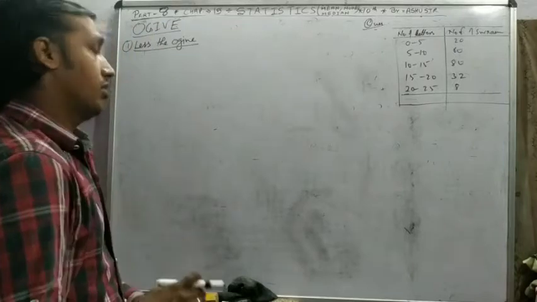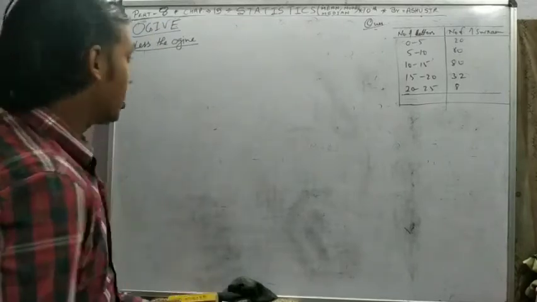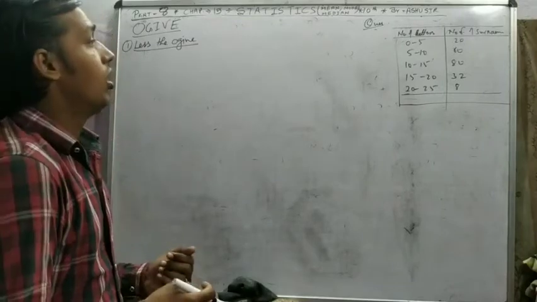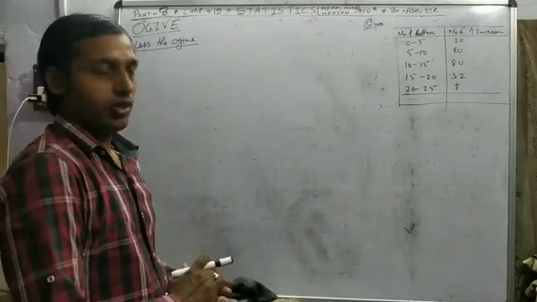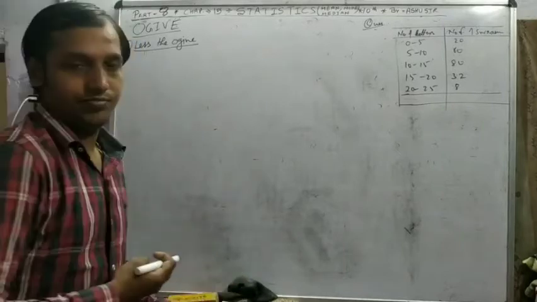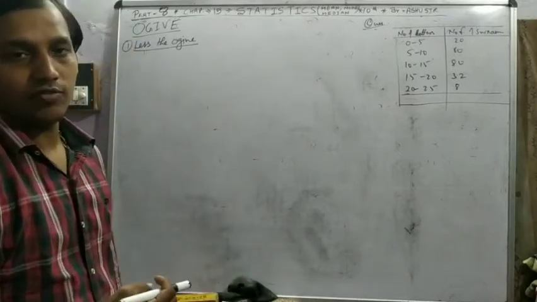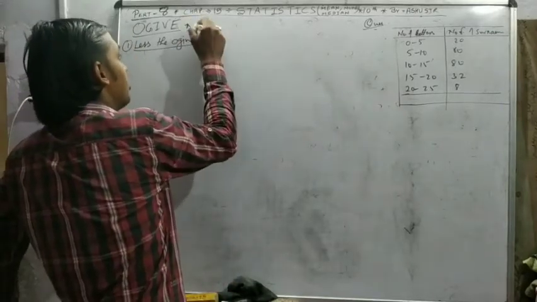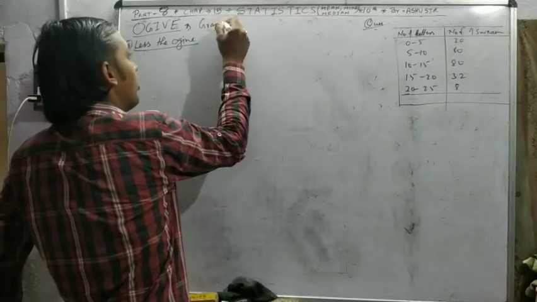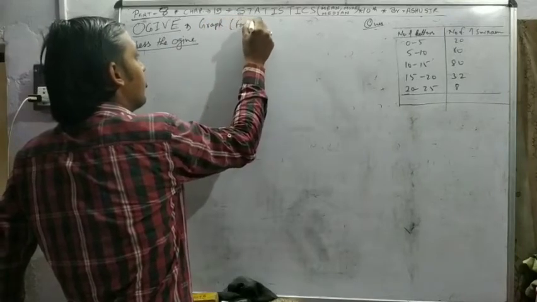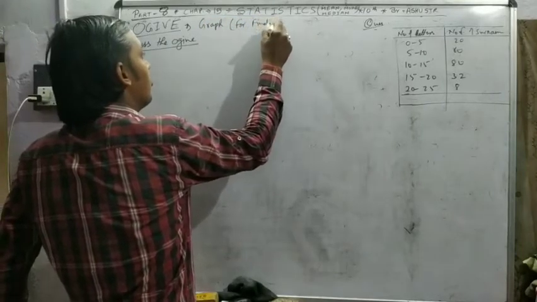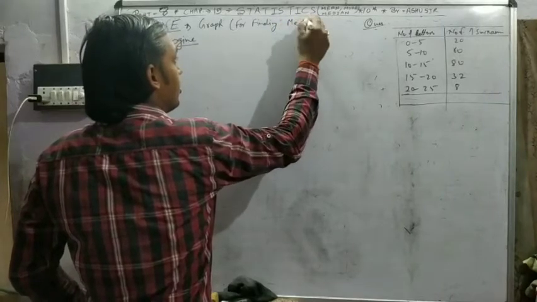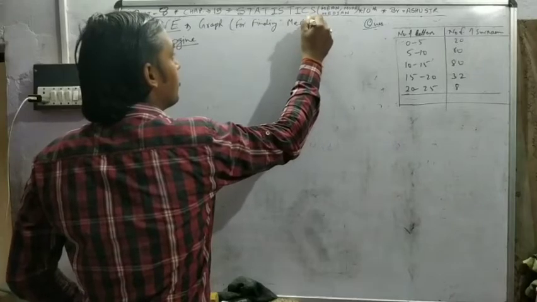This is not in the syllabus for 2021 due to COVID-19, but we will explain the topic anyway. Okay, this is the graph. This is a frequency distribution graph for finding the median. Sorry, not mean, that is a median.